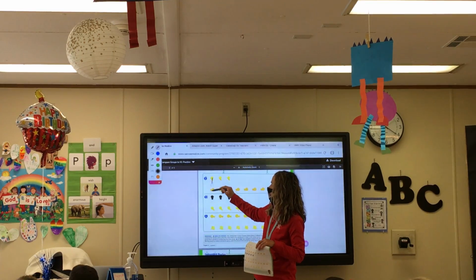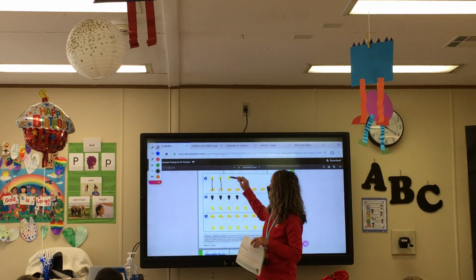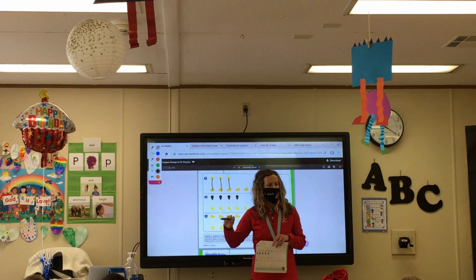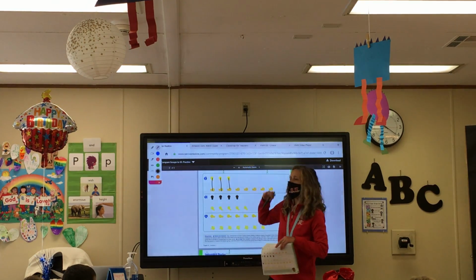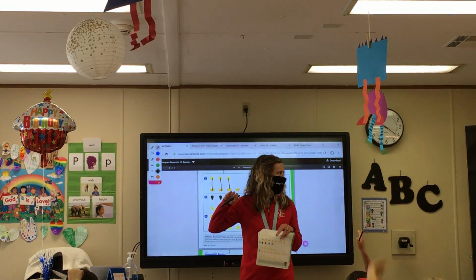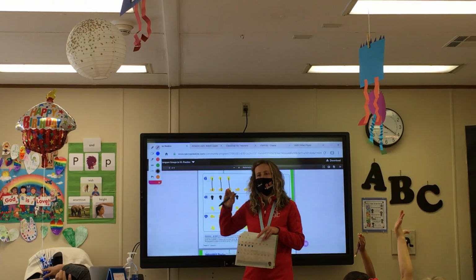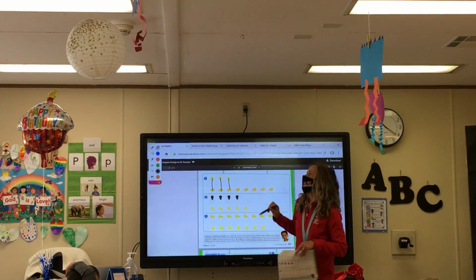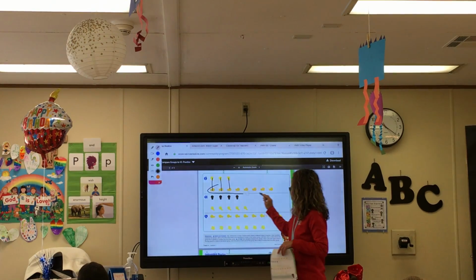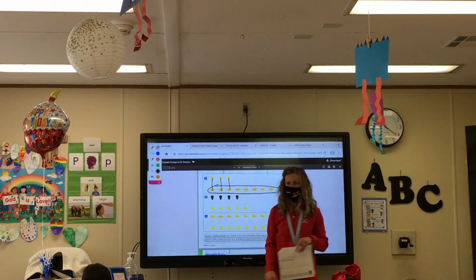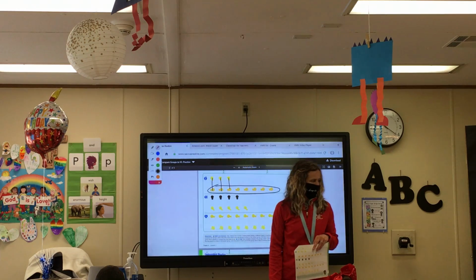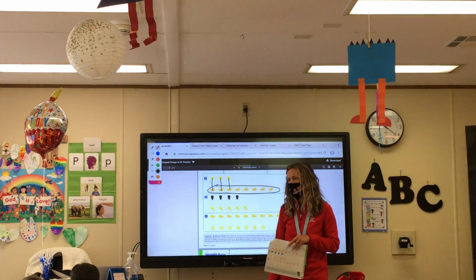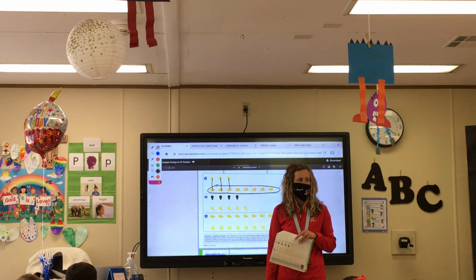So top row to bottom row. Top row to bottom row. Top row to bottom row. Okay? Is the top row or the bottom row have more chicks? Which one has more in it? Madeline. The bottom. The bottom row. So we're going to circle the whole bottom row. Listen, you're going to have to do this on your own on the back, so you guys need to pay attention and do it with me now, okay?